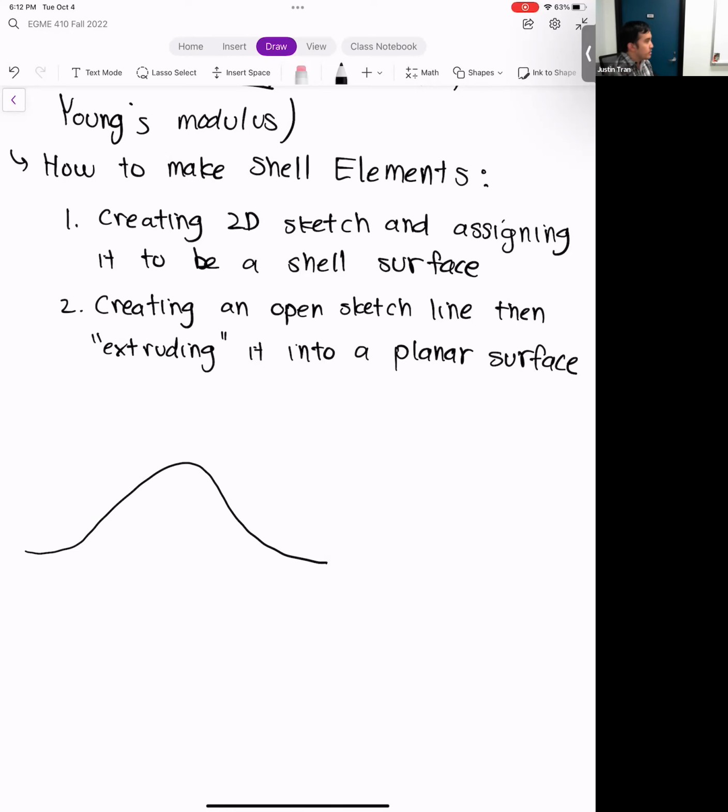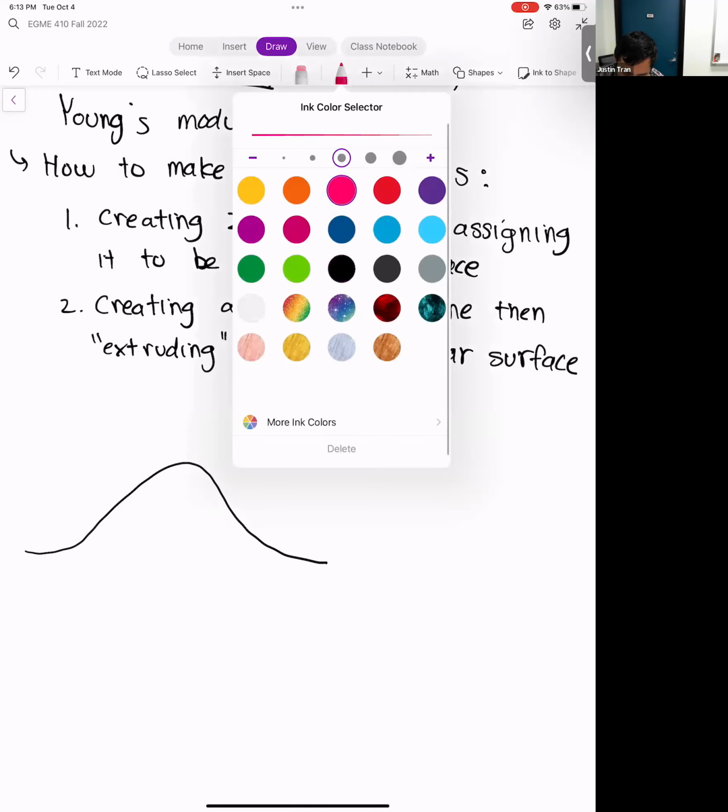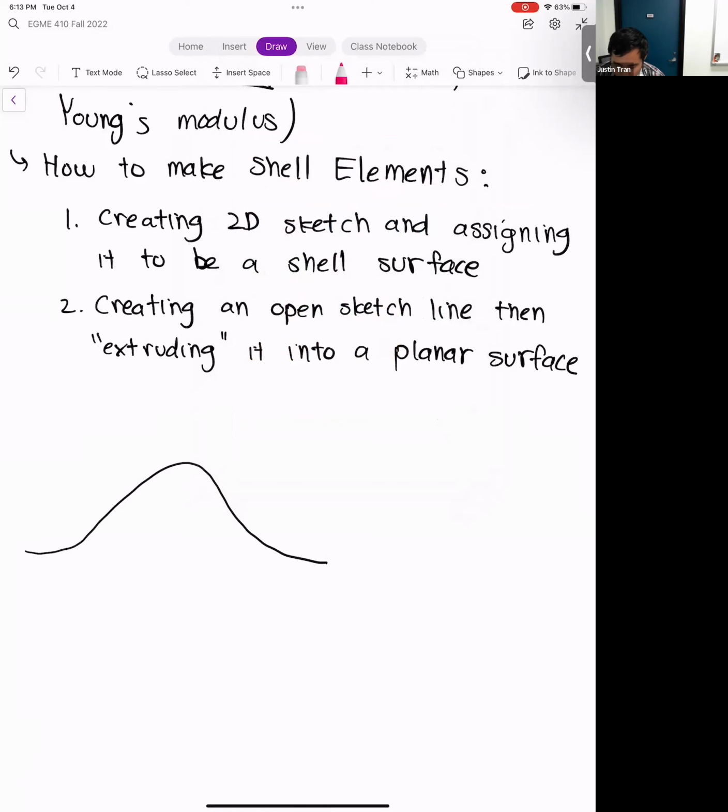Maybe we created a sketch in either Design Modeler or SolidWorks, and we created a sketch like that. Then what we can do is say, okay, here is our profile for our shell element. Now it's extruded into the third dimension.